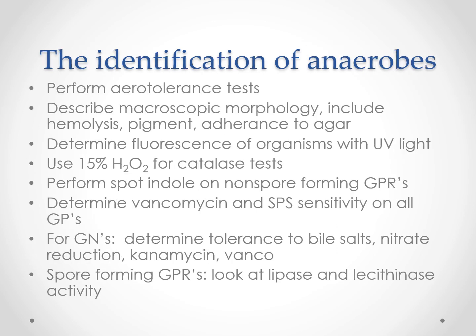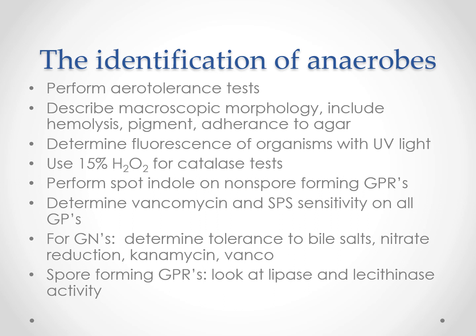To identify anaerobes, the first thing we want to do is perform an aerotolerance test. We want to take our organism and put it on an aerobic chocolate agar and then an anaerobic blood or Brucella agar and see where it grows. If it only grows on the anaerobic plates, it stands to reason that we're dealing with an anaerobe. Then we want to describe the macroscopic colony, including hemolysis, pigment, and how it adheres to the agar. This could indicate you're dealing with an anaerobe.